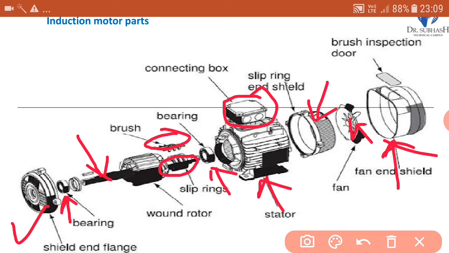And above the fan and shield we can see the brush inspection door. So through this door we can observe the brushes. If the brushes are not in good condition, then we have to replace the brushes, because wear and tear losses and friction losses are there. So from time to time we have to replace these brushes. So these are the main parts of an induction motor.